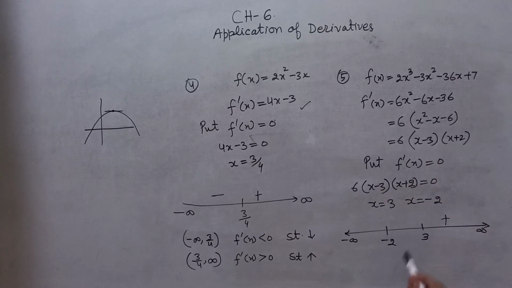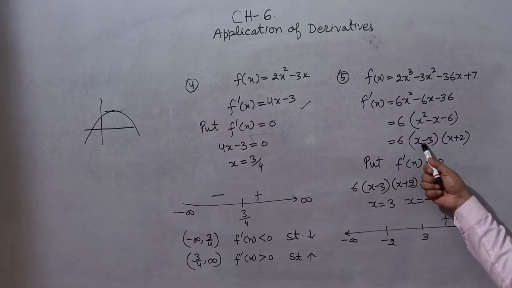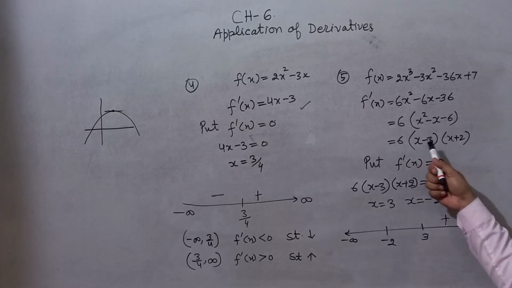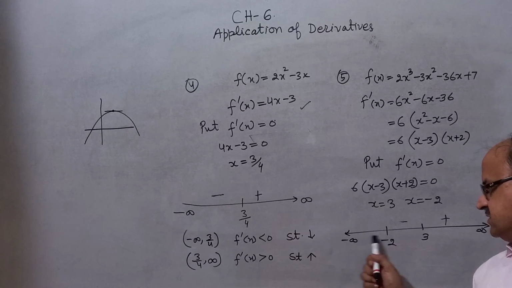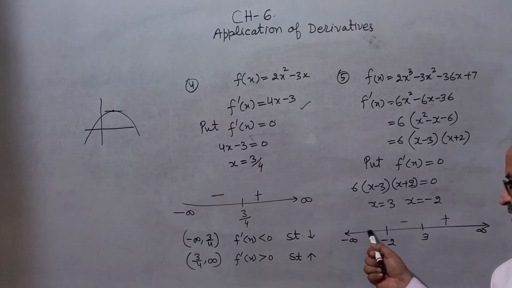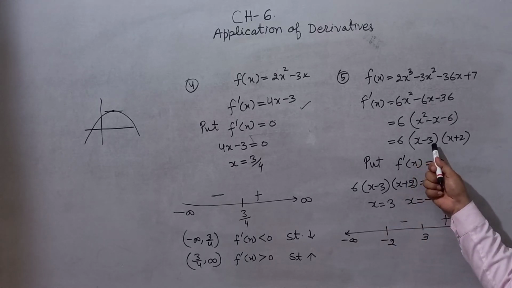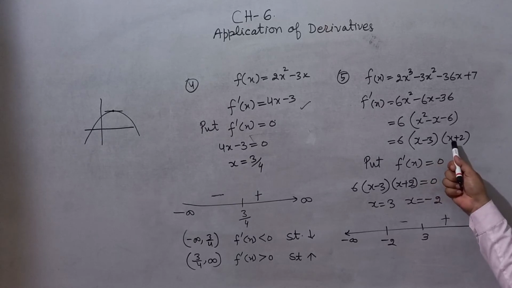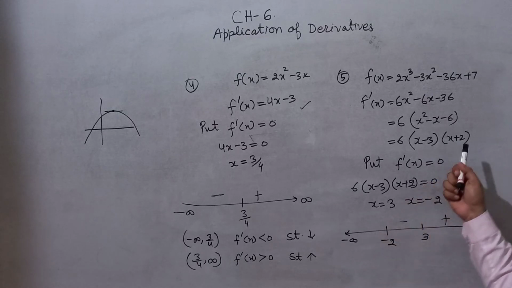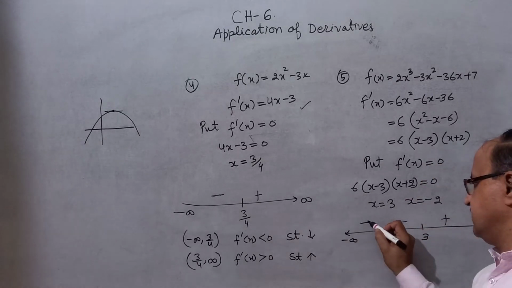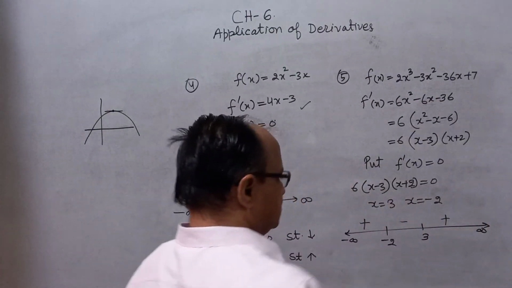In this interval, select any value. Suppose you select 0, correct? x is equal to 0. You can choose any value, 0, 1, 2, etc. When you put 0 here, this is negative, this is positive, negative into positive, negative. Now select any value from the last interval. Suppose minus 3. When you put minus 3 here, minus 3 minus 3 is minus 6, it means negative sign. Minus 3 plus 2 is minus 1, negative sign. So minus into minus is plus.